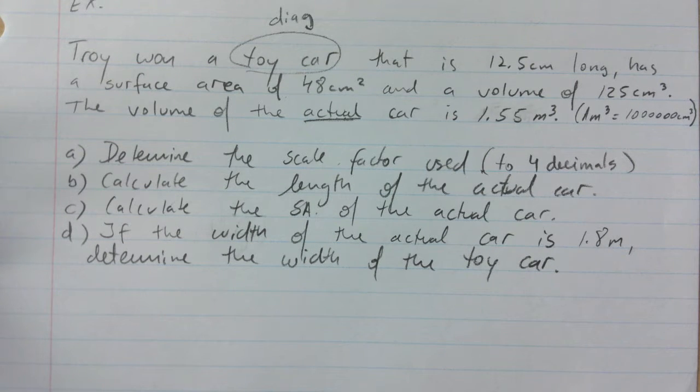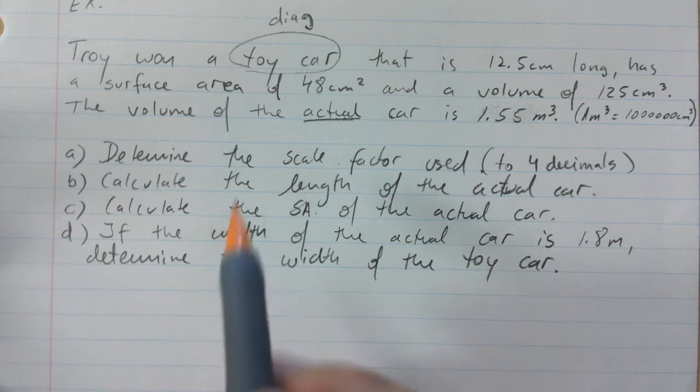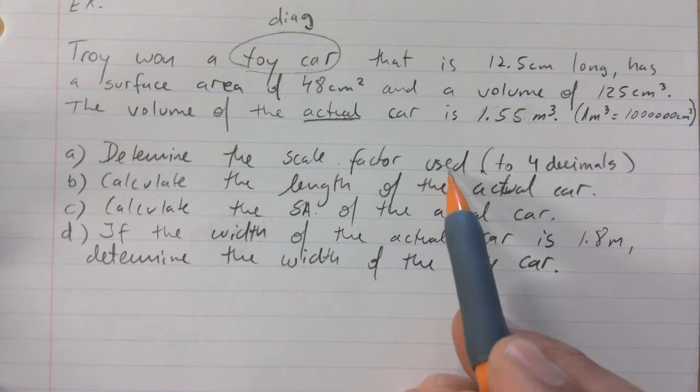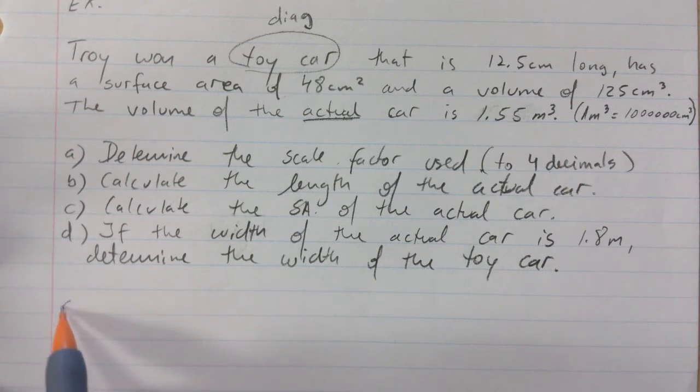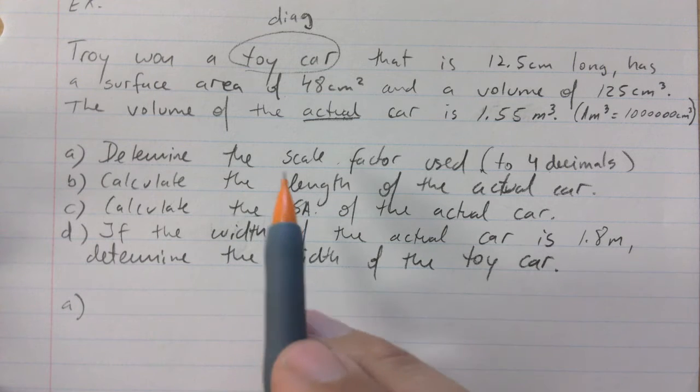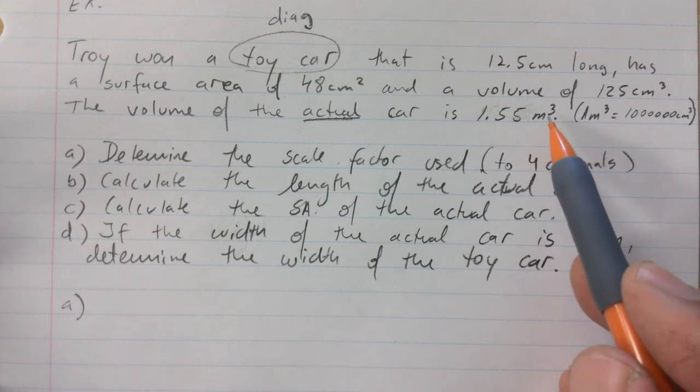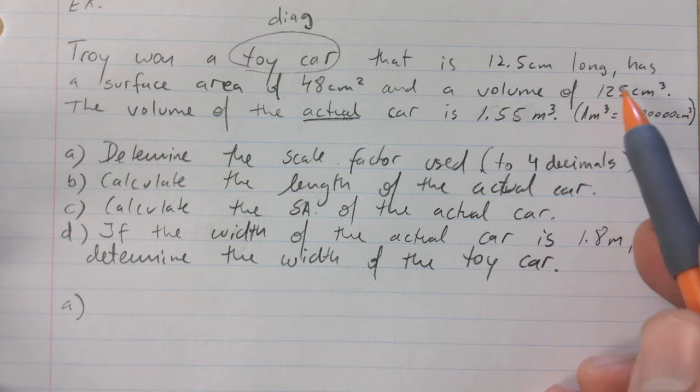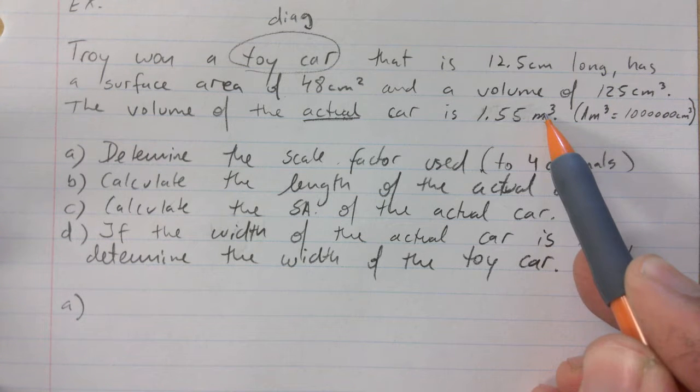In this case, you could use original and new, or original and actual, that works too. Just make sure you label properly, okay? So the scale factor used to 4 decimals, that's what we're after. And we are given both of the volumes, so that's how we're going to get our scale factor.